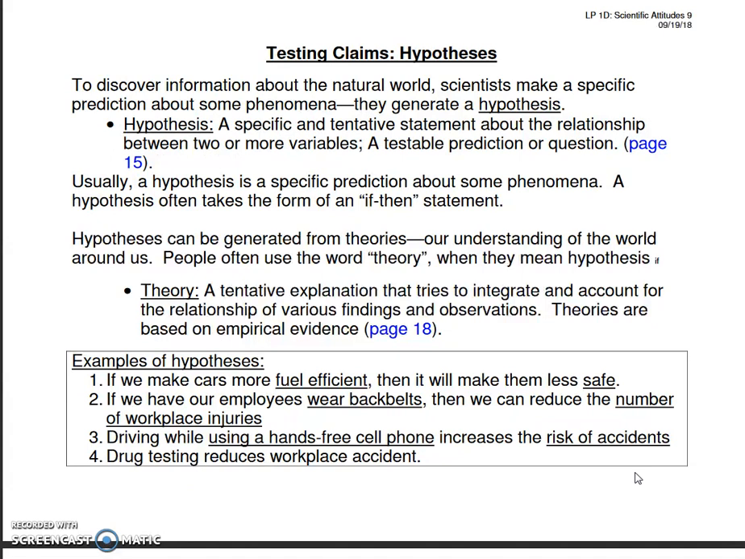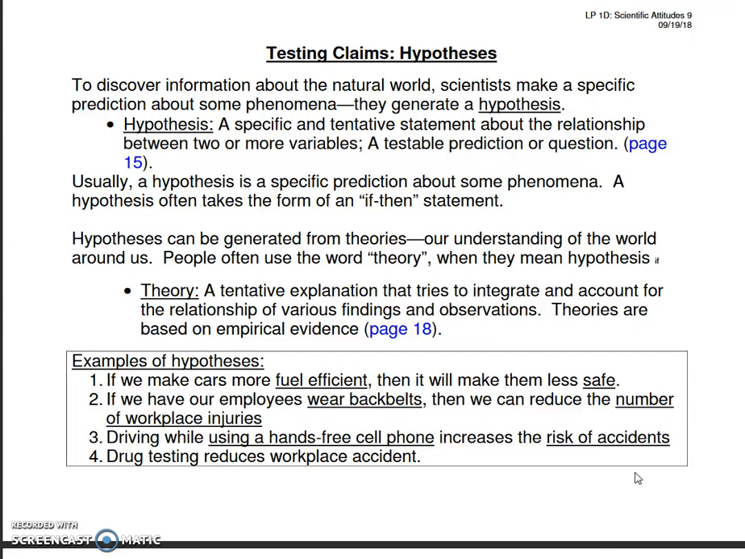A hypothesis. So in your book, on page 15: a specific and tentative statement about a relationship between 2 or more variables. So scientists generate these predictions, these hypotheses. They can be between more than 2 variables, but for the sake of simplicity, we'll just say 2 variables. Generally, a hypothesis takes the form of an if-then statement. Sometimes that if-then statement is implied. So if you look at the examples down below, 3 and 4, the if-then statement is implied.